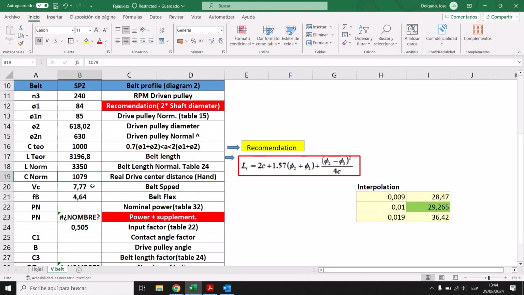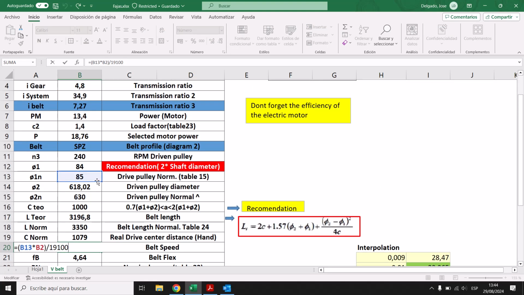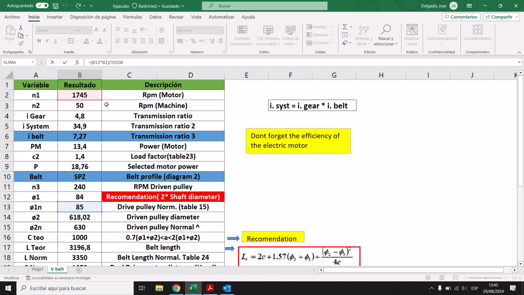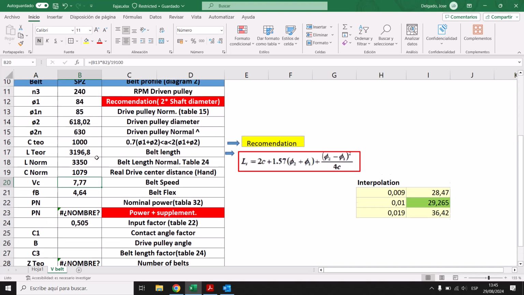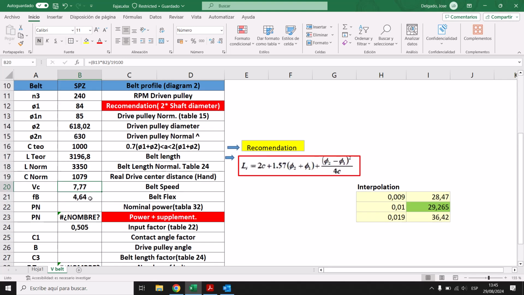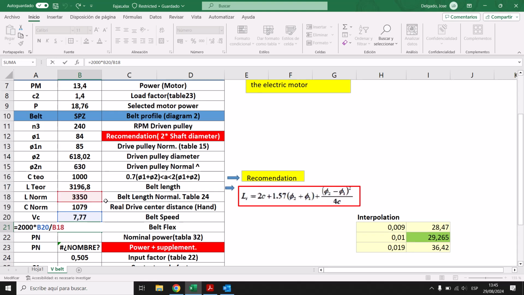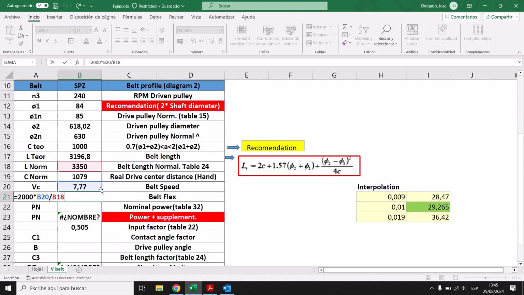And next, you can also calculate your belt speed and your belt flexes. How are you gonna do it? When you have this equation, you should multiply your drive pulley diameter with your RPM and divide it by this number. So just put it to calculate the speed, and in case of flexes, it's just this 2000 times the speed divided by your real belt length.